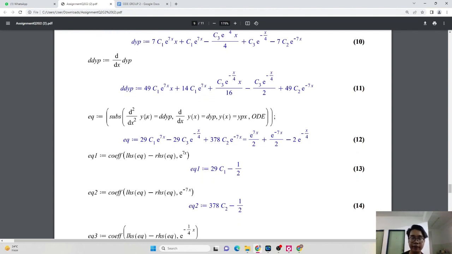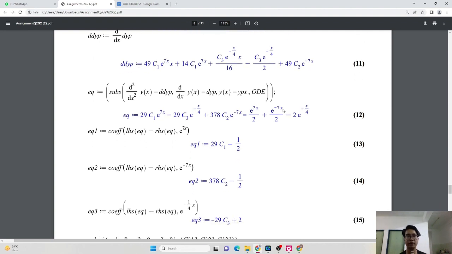The answer we get from the Maple is d dyp equal 49 c1 exponent 7x x plus 40 c1 exponent power of 7x plus c3 exponent power of negative x over 4x over 16 negative c3 exponent power of negative x over 4 over 2 and 49 c2 exponent negative x x.